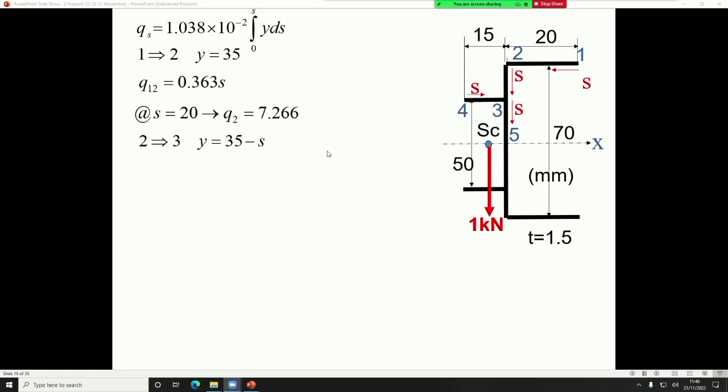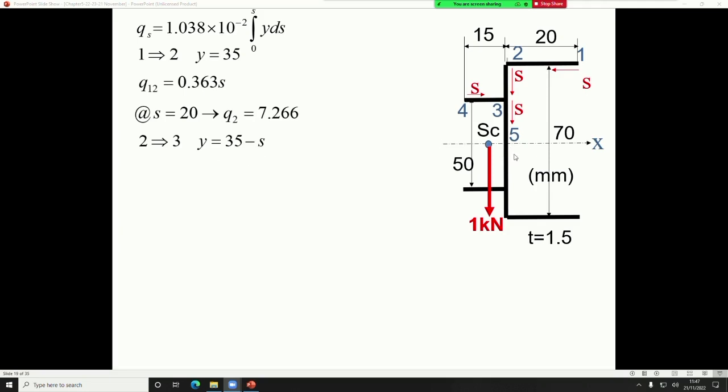Now, from point 2 to 3 is a vertical panel. The y-axis and s-axis are collinear, but they have different origins and different directions, so we can find a relation between the two. I showed you how to do it in one of the slides. So y is equal to 35 minus s. At s equal to 0, y is 35. At s equal to, say, 35, y equals 0.